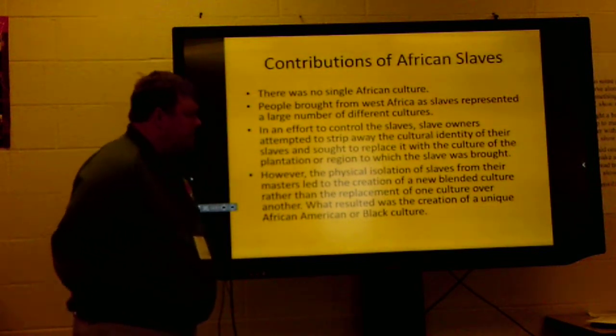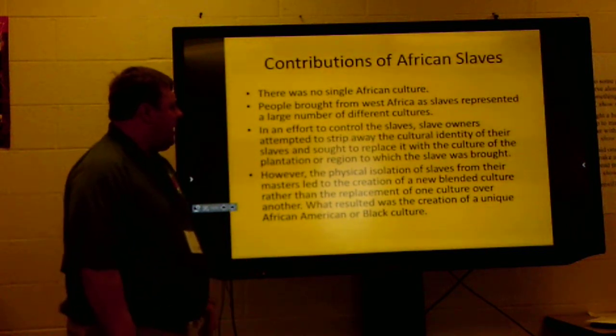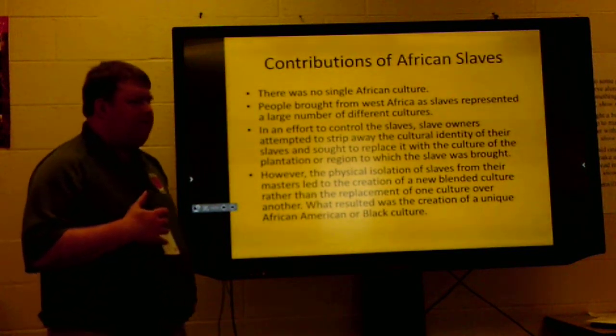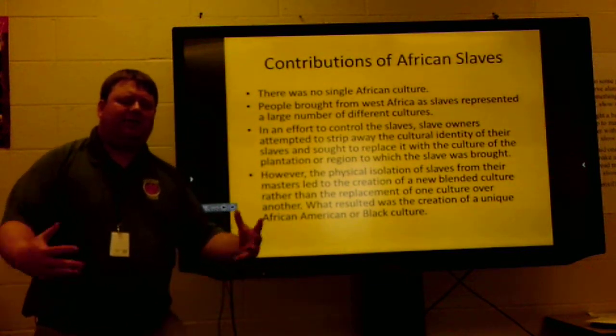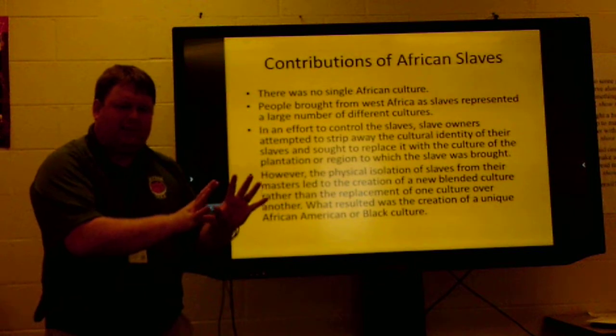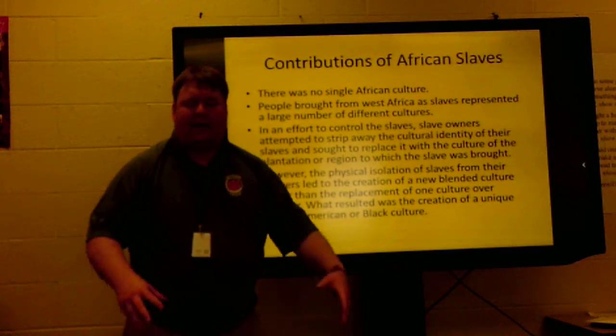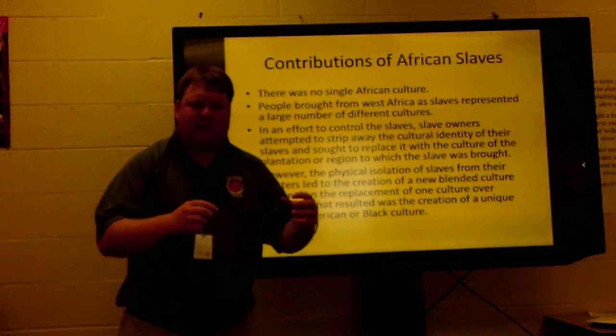And there's no single African culture, but the people brought from West Africa as slaves represented a large number of different cultures. So when they come together on the plantations, they're separated from the masters. They stay over in the slave quarters area, and they begin to blend aspects of their culture.